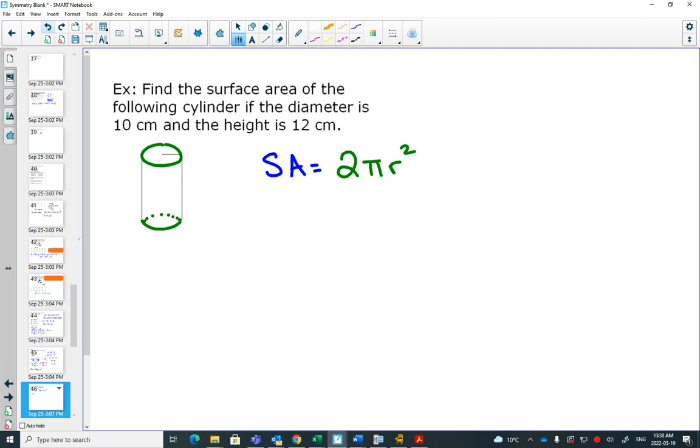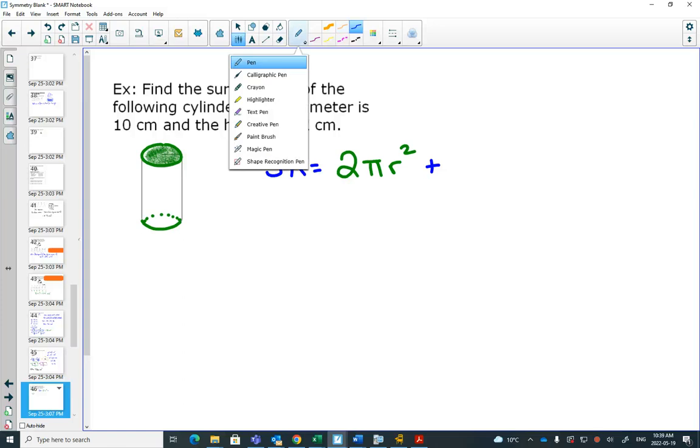Which happen to be 2 circles. Can you see that there's a circle on the top and the circle on the bottom of a cylinder? I even want to color the top. There we go. Color the top in with my wonderful crayon. Okay. And then you have plus, what color should I use for this? Check out my crayons. I've got purple. I'm going to go purple.